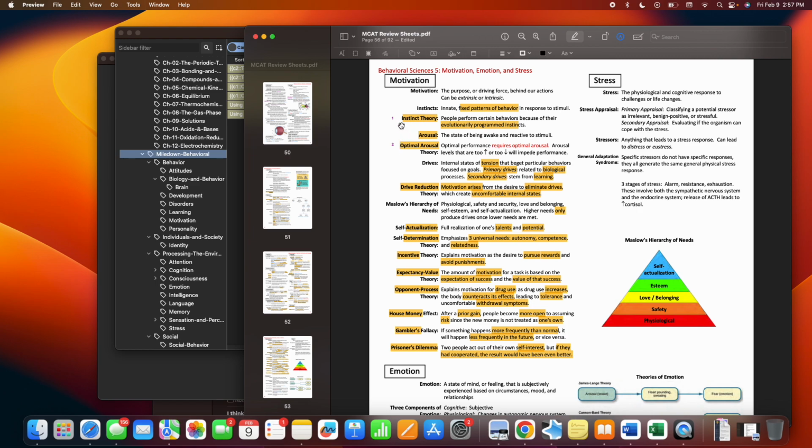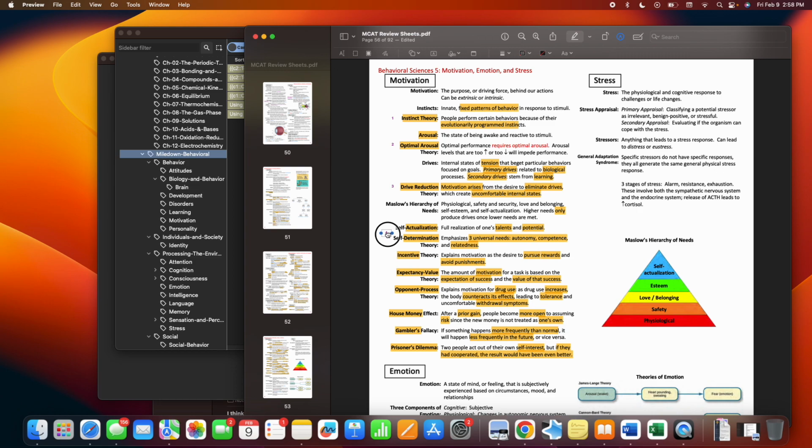What's the third? Then we have drives. These are tensions inside us. We have primary drives and secondary drives. Secondaries are learned, primary ones are biological. The drive reduction theory is the third theory that we learn. You want to reduce this internal state inside you, and you want to get to your goal in order to reduce the drive. However, you face some uncomfortable internal states. Then we have self-actualization, the full realization of your talents and potential.